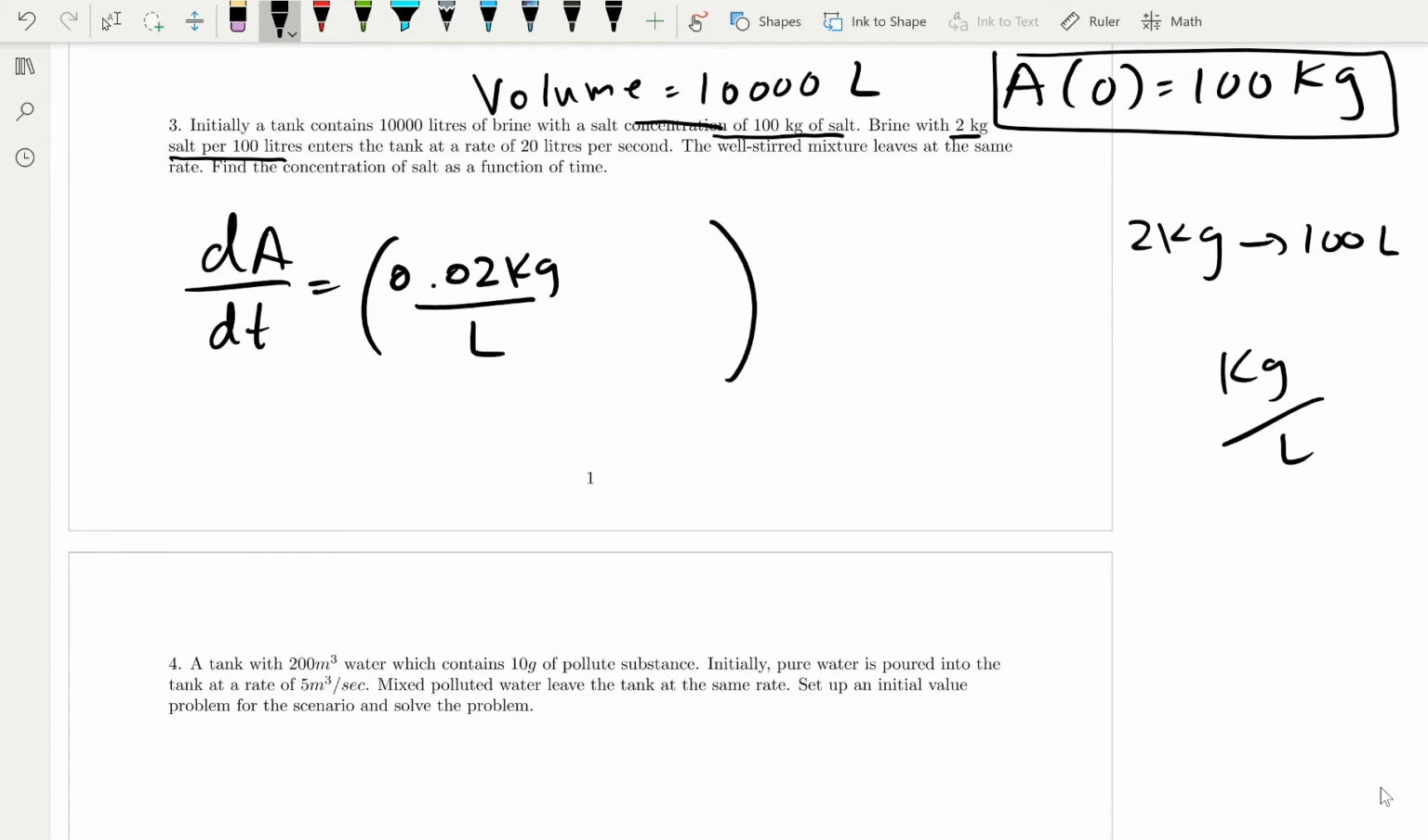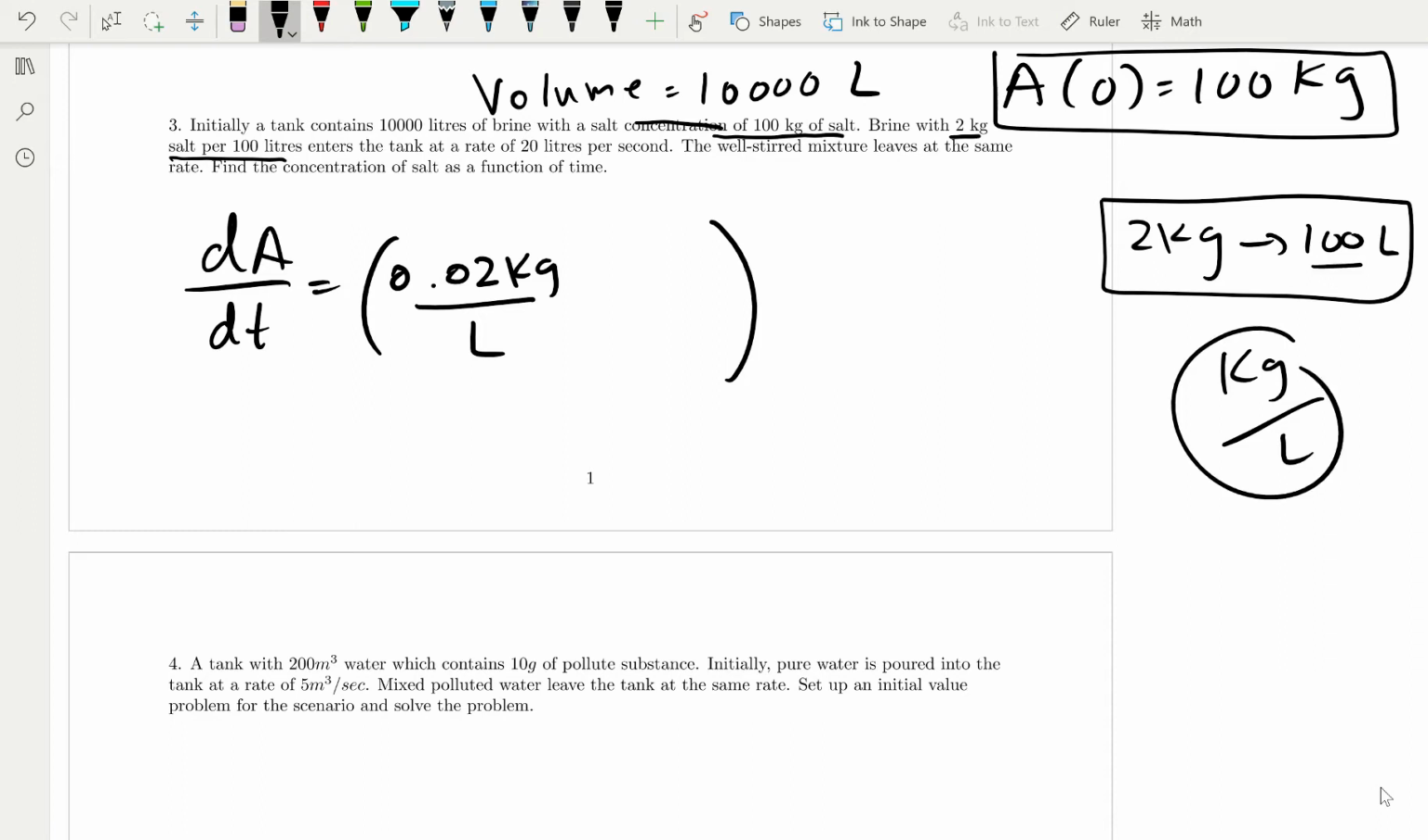Okay, salt comes into the tank. So that's the concentration of salt that comes into the tank. So understand again, here we had 2 kilograms per 100 liters, but we need to find kilogram per 1 liter, not for 100 liters. So we divide by 100. So that's the concentration. Enters the tank at a rate of 20 liters per second. Okay, now you can see the units cancel out, that's good.